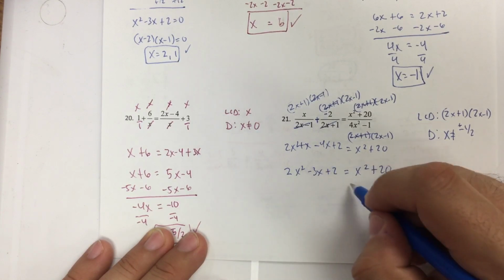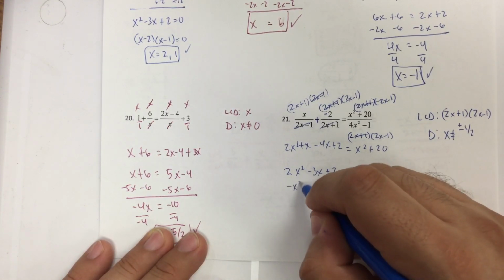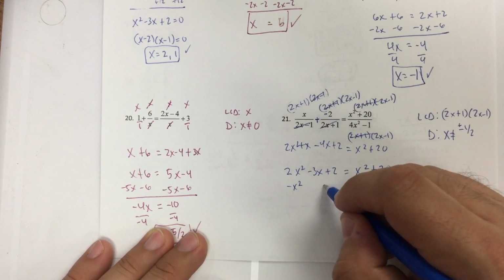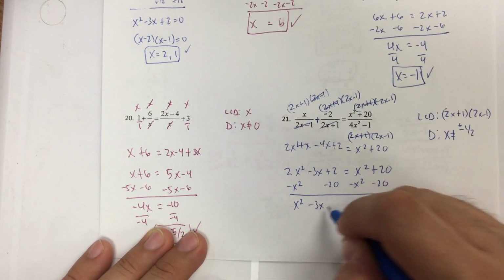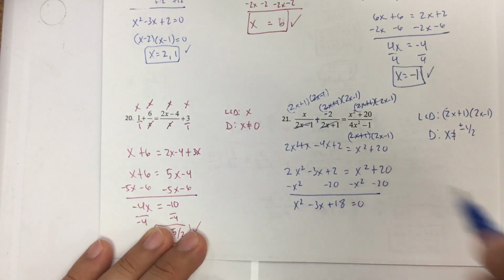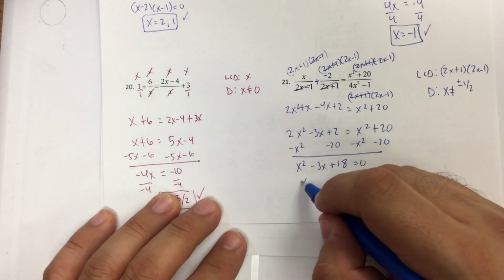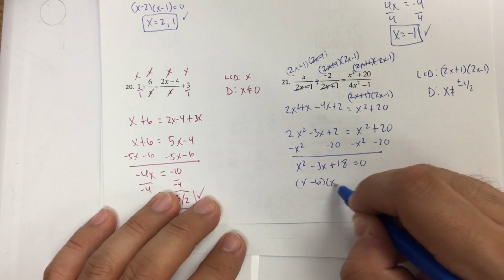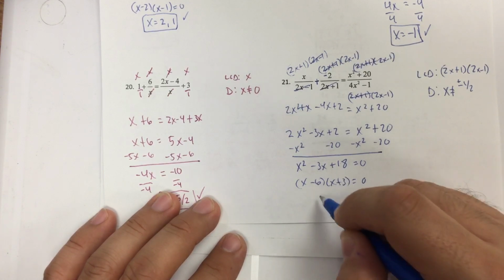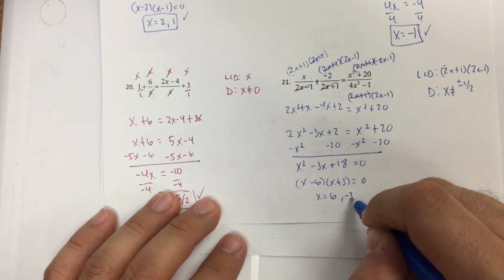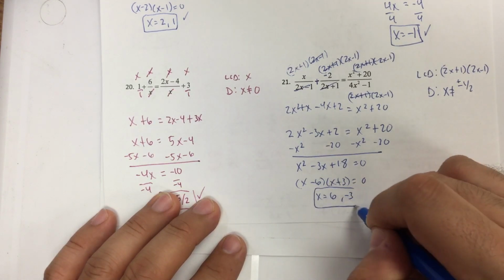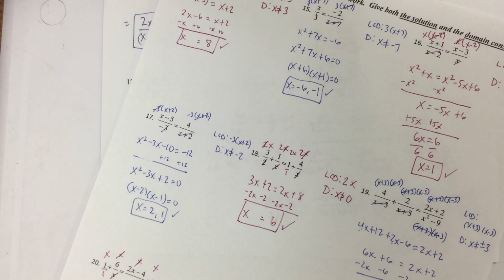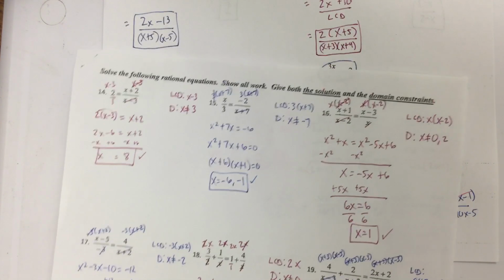I'm going to bring everything to this side, so I'm going to subtract x squared, and I'm going to subtract 20. So x squared minus 3x plus 18 is equal to 0. So x minus 6, x plus 3 is equal to 0. So x is equal to 6 and negative 3 does not go against my domain restriction, so both answers are good. All right, and do we have anything else?